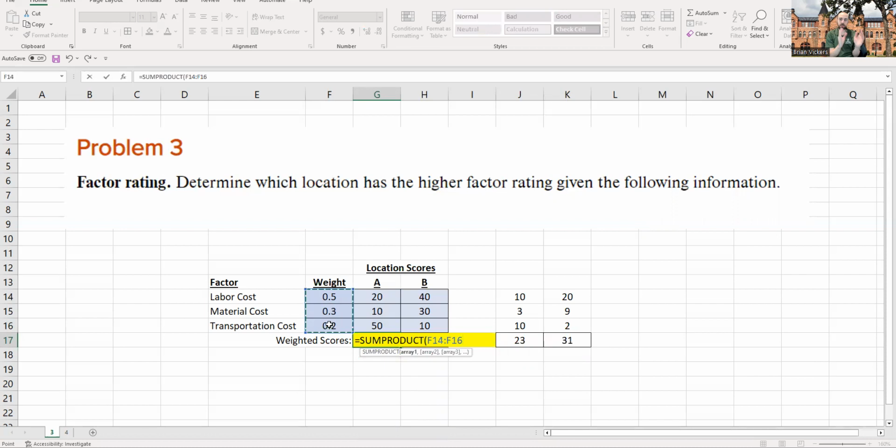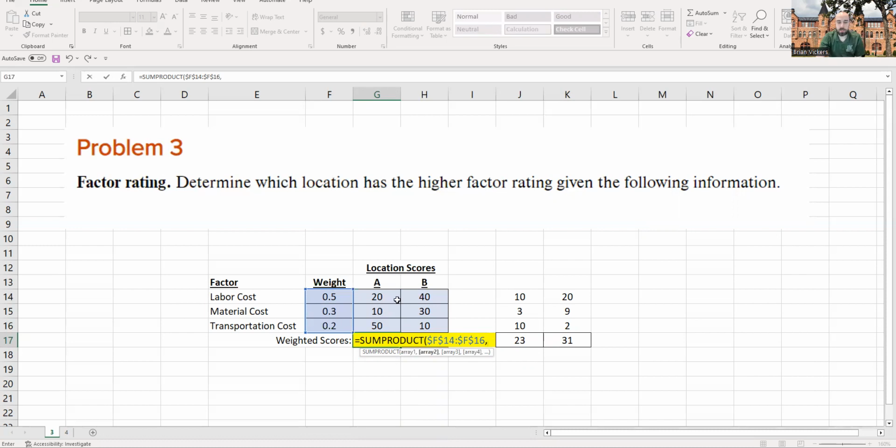And now because we want to copy this formula down from location A to location B, I would want to lock in the weight. So I always want it to be referring to those same weight inputs. So I will lock that in by pushing F4, which adds, you can see, all the dollar signs between the letters and numbers to lock in everything from F14 down to F16.